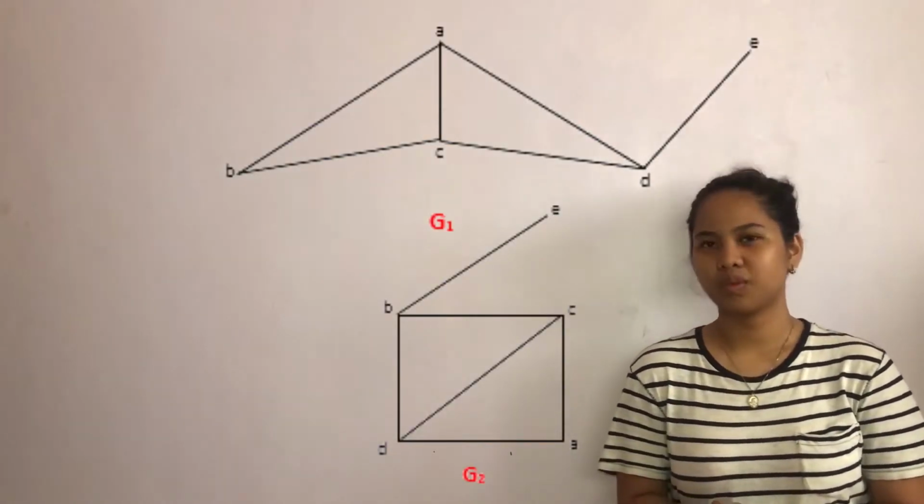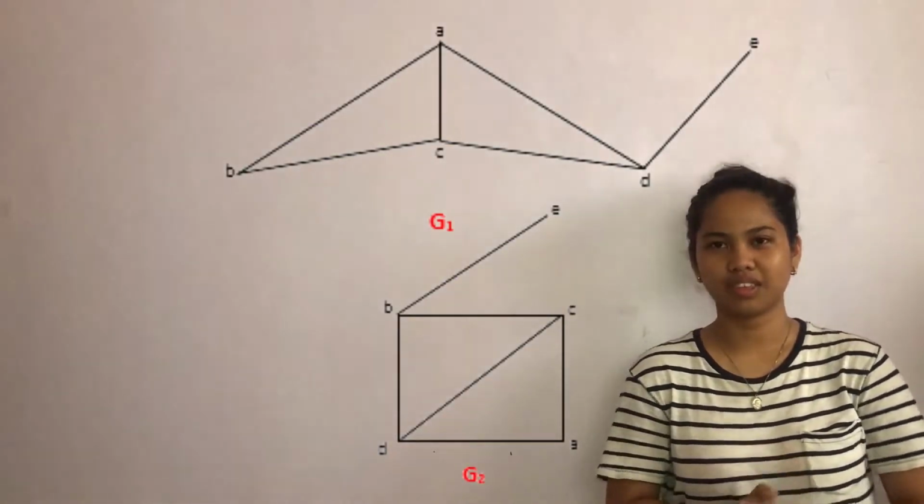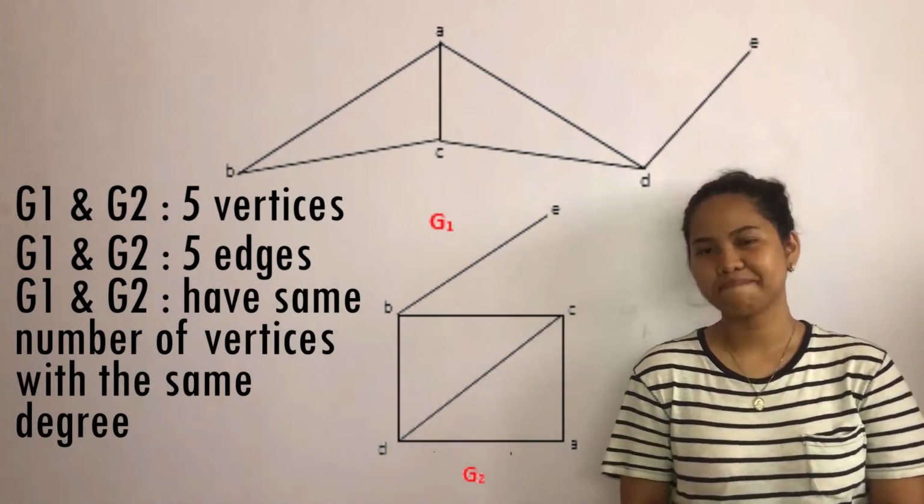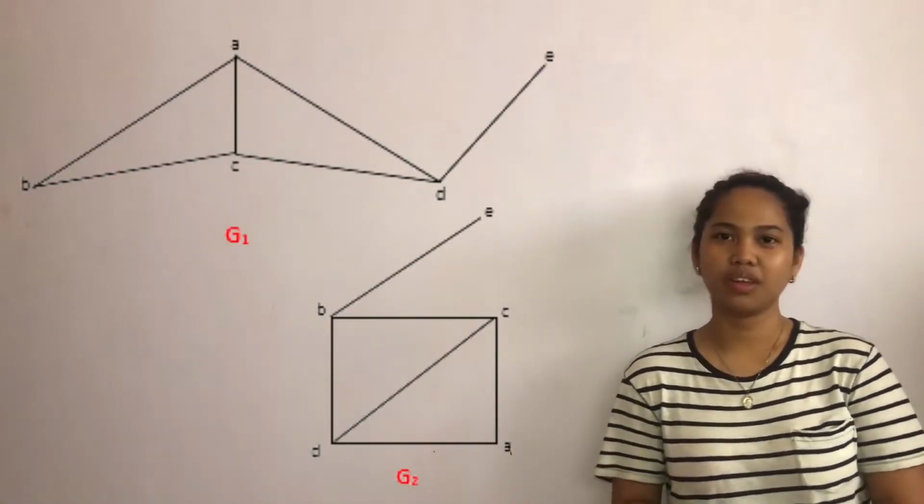Using the conditions to check for the isomorphism of the graph, we can say that both graphs have the same number of vertices and edges, as well as they have equal number of vertices with the same degree. Therefore, we can say that graph 1 and graph 2 are isomorphic.